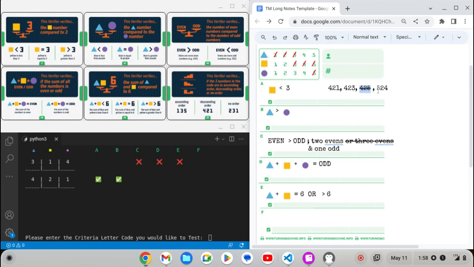Okay, so I think all of these do meet all the criteria that we've deduced and that the Turing machine has confirmed. So, okay, we have two evens, yep, and one odd. Okay, so we don't know. There are a couple of things we don't know. We don't know if it's equal to 6 or greater than 6, and then we don't know, is it descending, ascending, or no order. So this is descending, this is no order, and this is no order, because again, it goes down and then up.